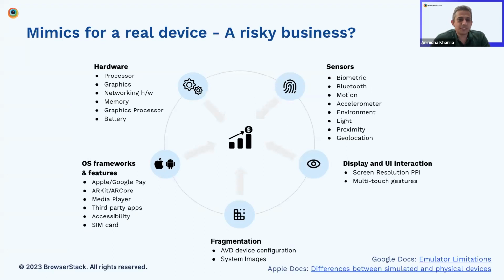Now, one of the things that's also been happening with mobile devices being launched is that smartphones are getting smarter and smarter by way of new sensors being provided, new frameworks, new OS features that are being launched.